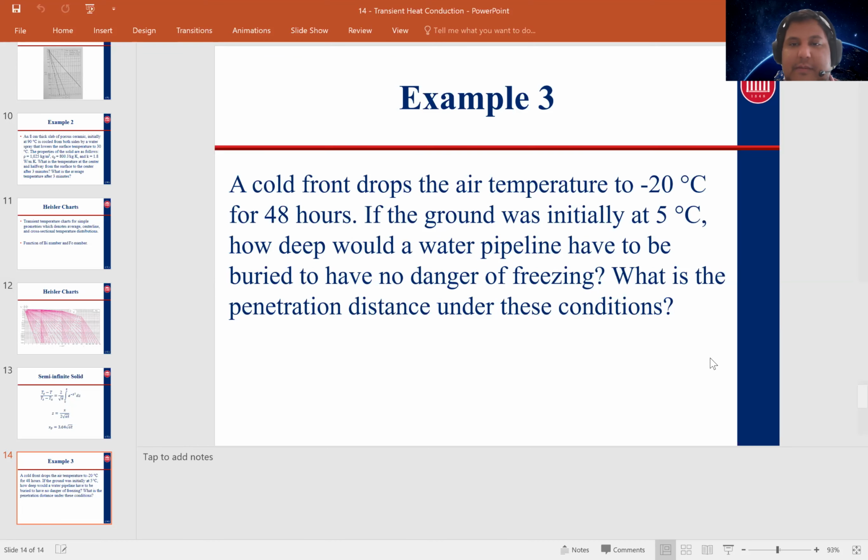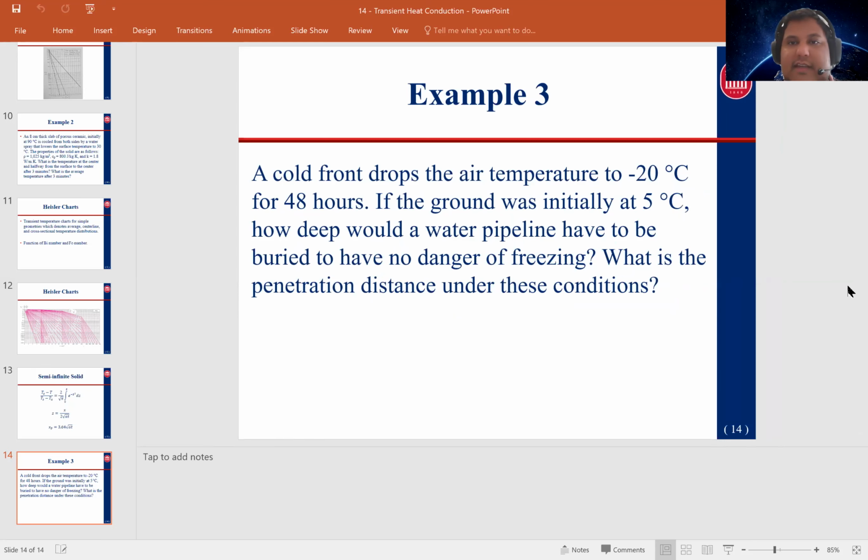So I think this is probably a good example to have you spend a few minutes working in some breakouts. So go ahead and work in breakouts. See if you can solve for the minimum depth that you want to have that pipeline, as well as the expected penetration depth.